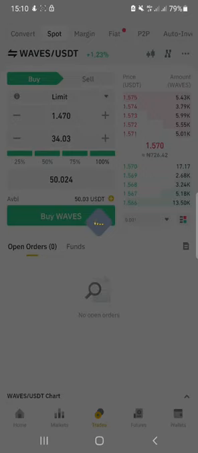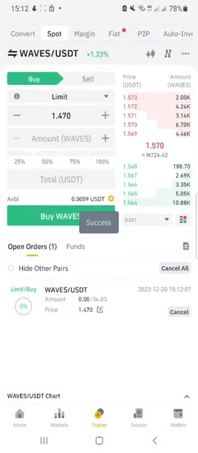While we wait for the network, let me refresh. Let's confirm it. Now you see that it has successfully taken us to the open order. Because of the price I set, because I want to buy at something lower, it will take a longer time to trigger. But if I'm using market order to buy this, it will trigger immediately, as fast as possible.